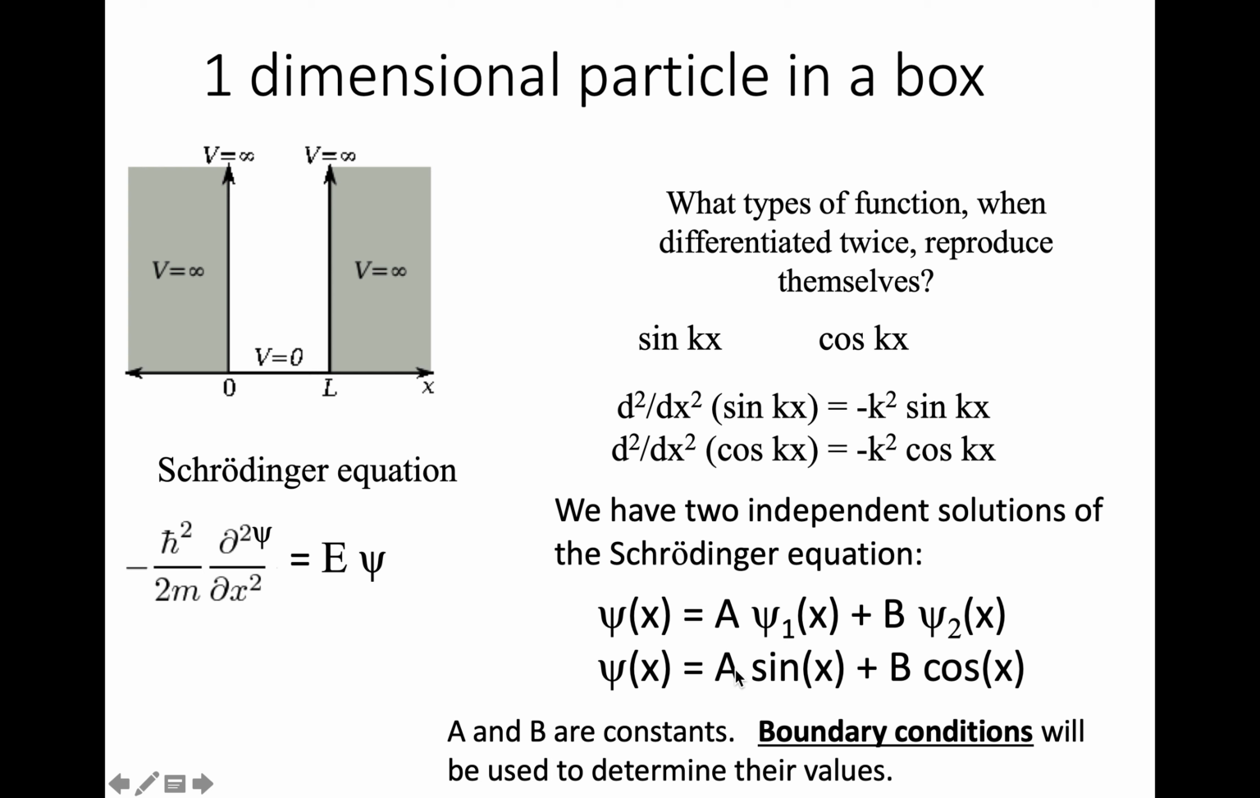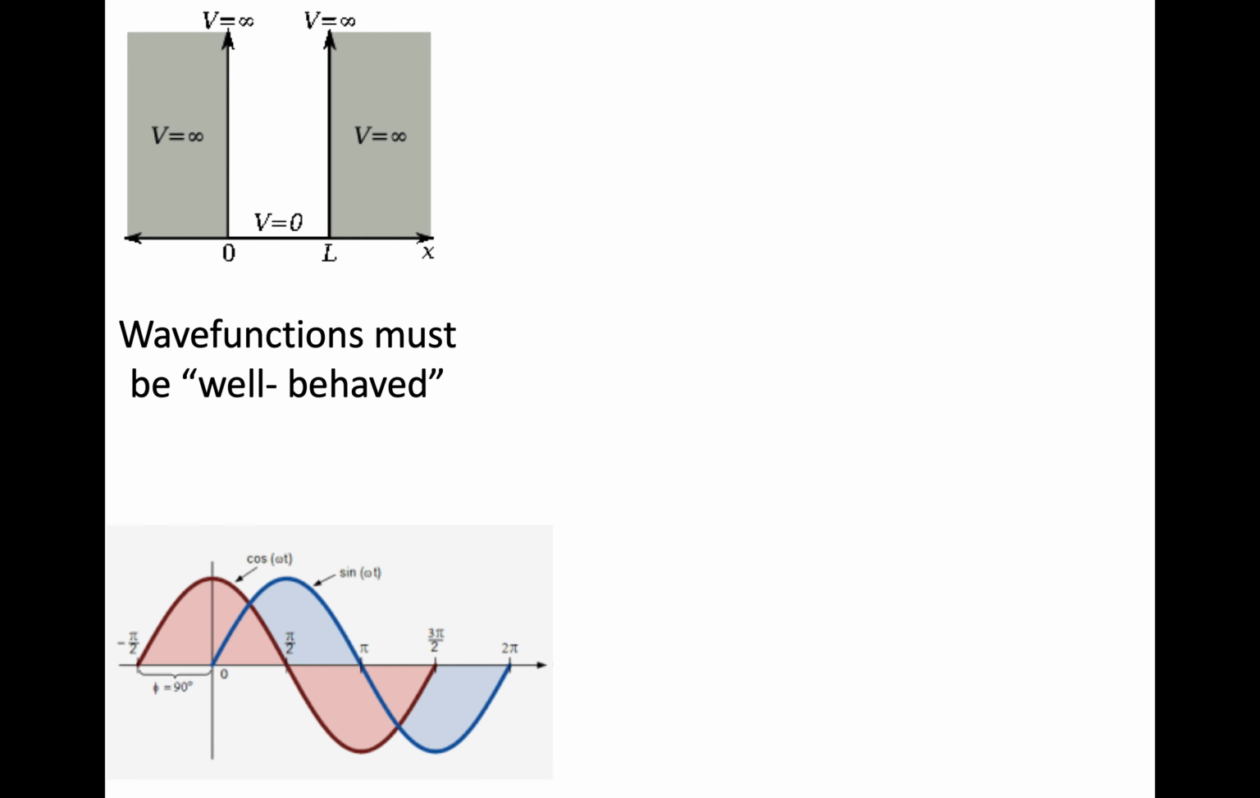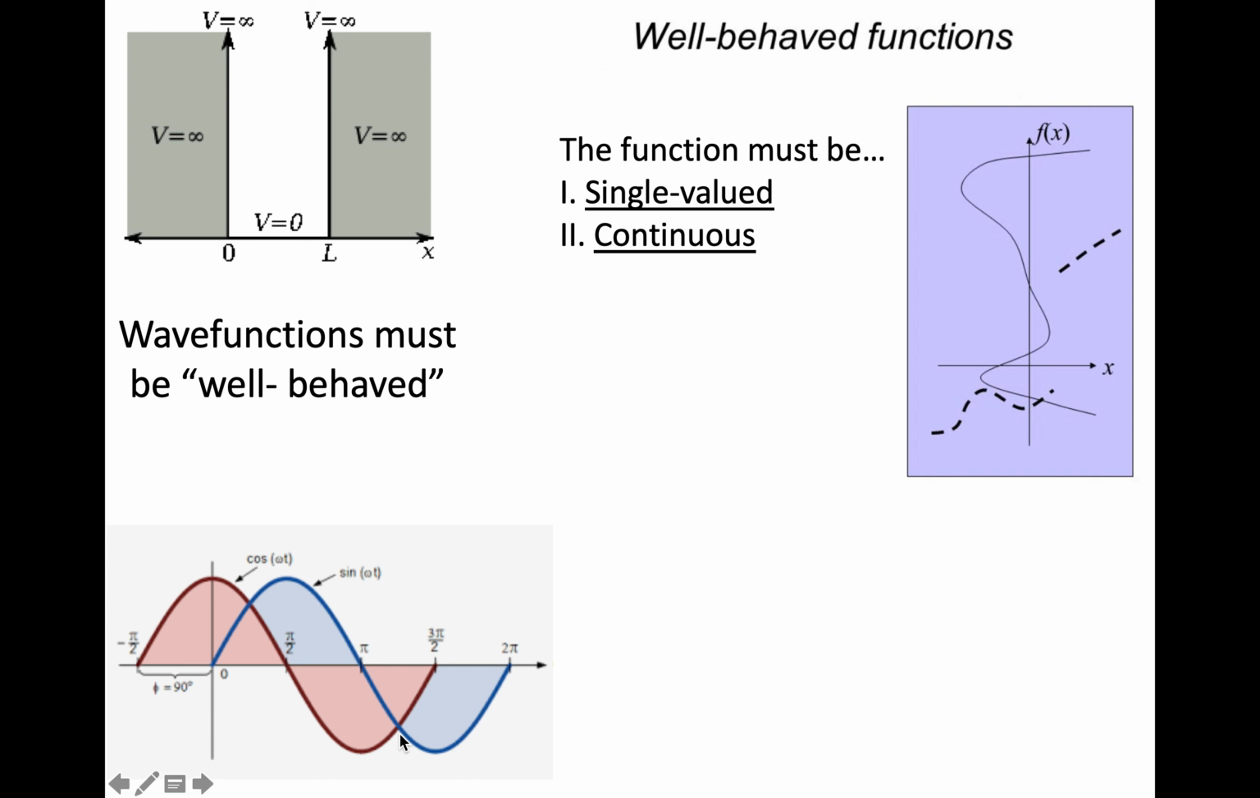What are the A and B values? We're going to use the boundary conditions to determine them. So let's look at the idea of boundary conditions. So first of all, when we're considering what wave function, sometimes you'll see the language that they say that they must be well behaved. What are characteristics that a wave function must have? So in order to be well behaved, it has to be single valued and it has to be continuous.